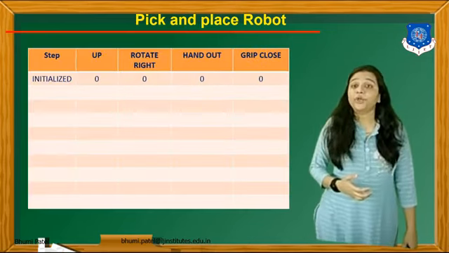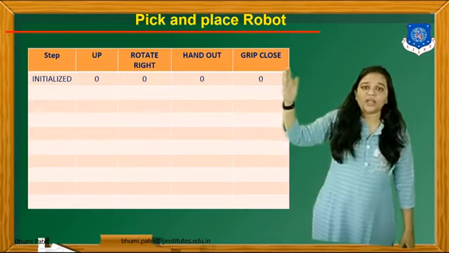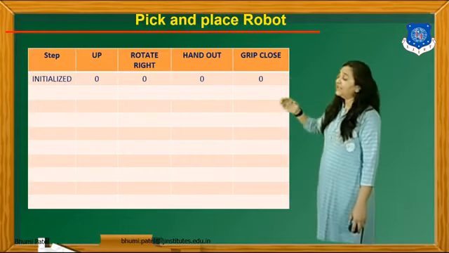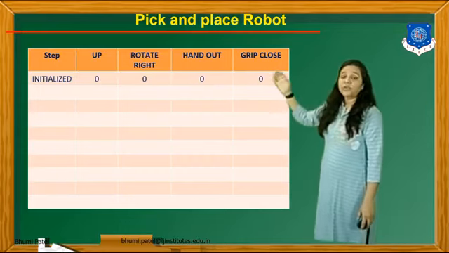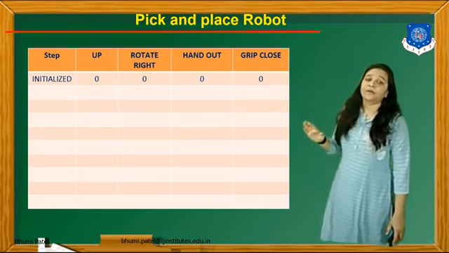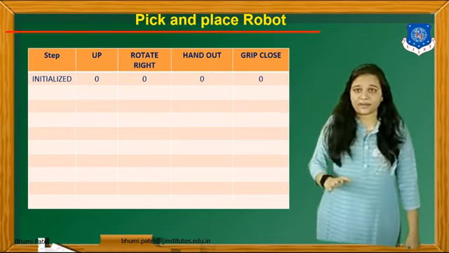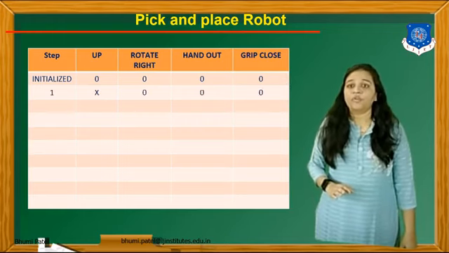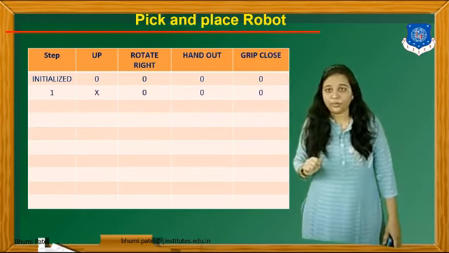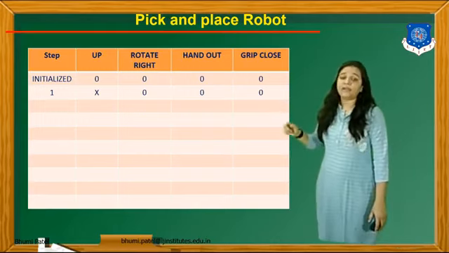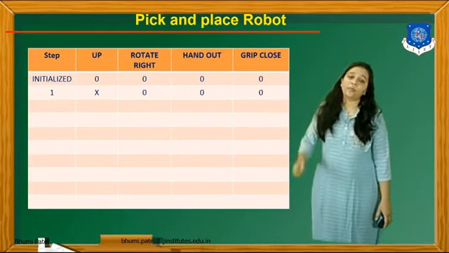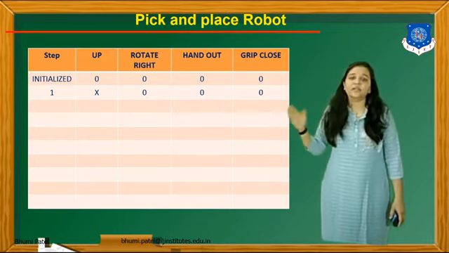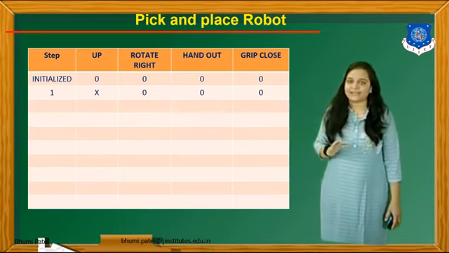Now we have to draw the truth table for this particular application, the pick and place robot. First of all, we have the initialize stage, where there is no action and the robot is in the home position. Now we take step number 1: the robot arm will be in the up position. The other three will stay as they are.